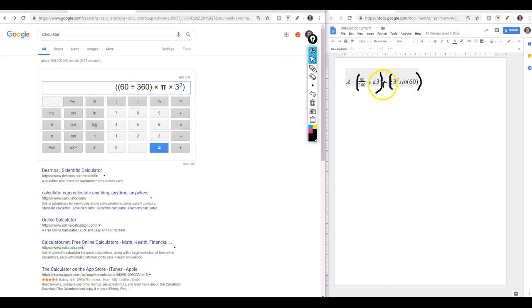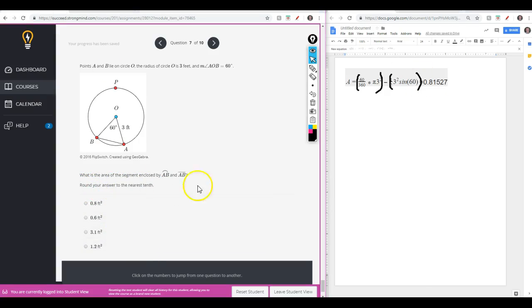That's the first section, which is the area of our segment. We're going to now subtract from it the area of the triangle. So again, since the 1/2 is right there, I put it in another set of parentheses. That's going to be multiplied by 3 squared, multiplied by sine of 60. There we go. And now I'm going to hit equals, and it comes out to be 0.81527.